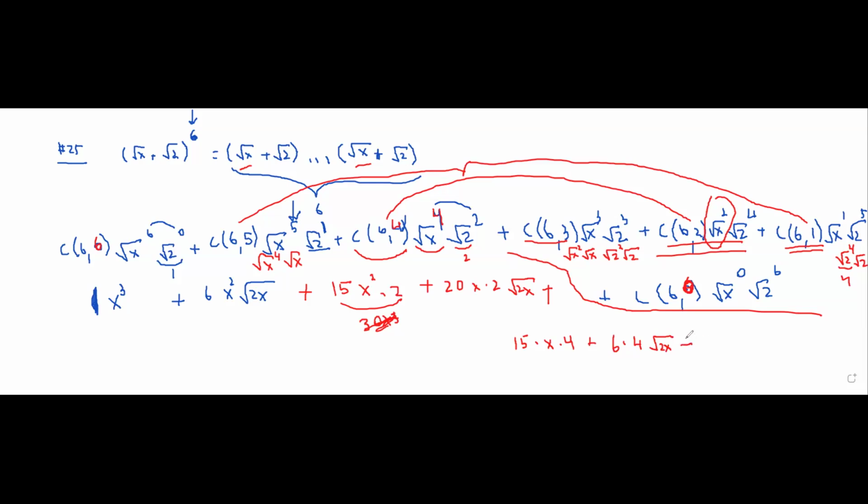And the last term will be just 1 for this coefficient, so I don't have to write it. And that will be 1 for that coefficient, so I don't have to write any square roots. And what's square root to the power of 6? Would that be 8? Right, because that's square root of 2 multiplied with square root of 2, which is just a 2.